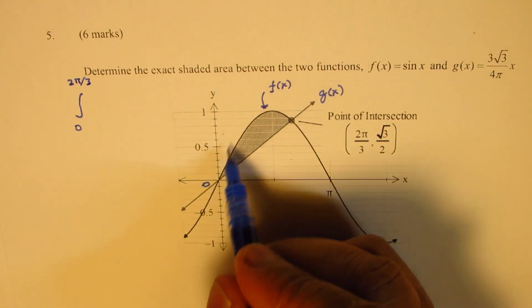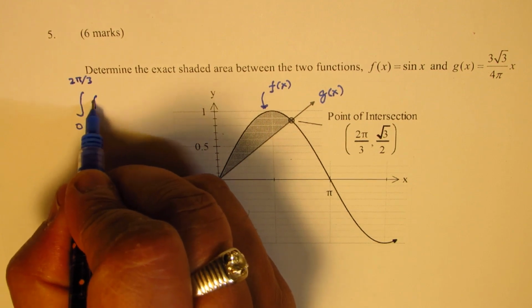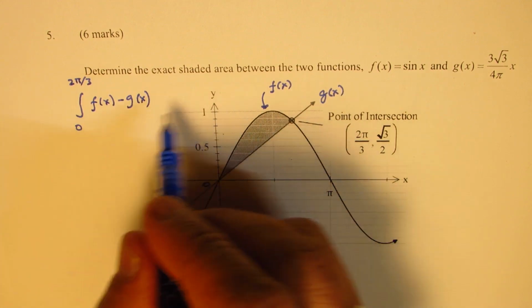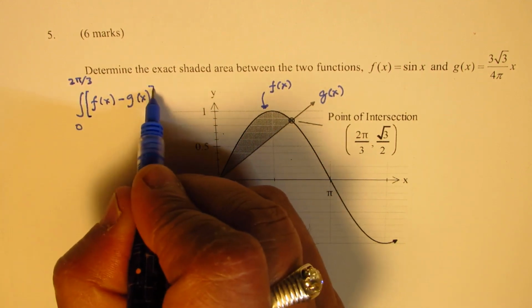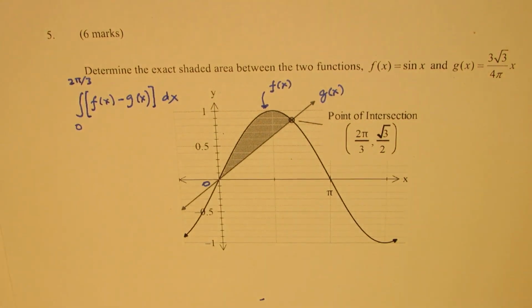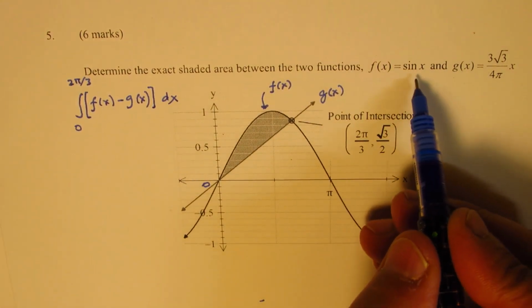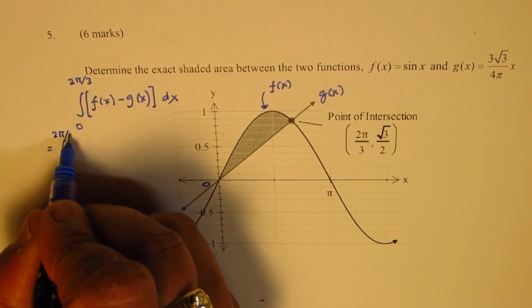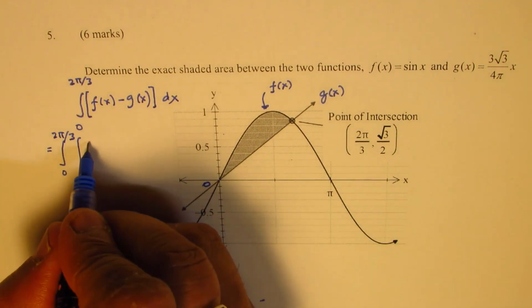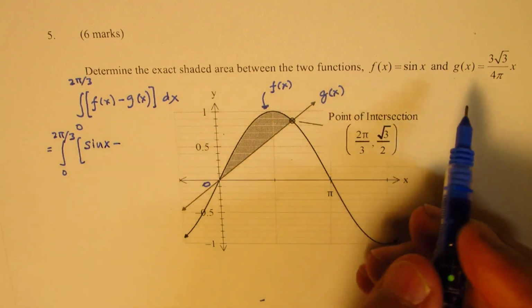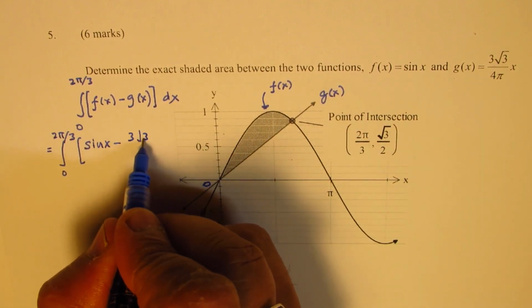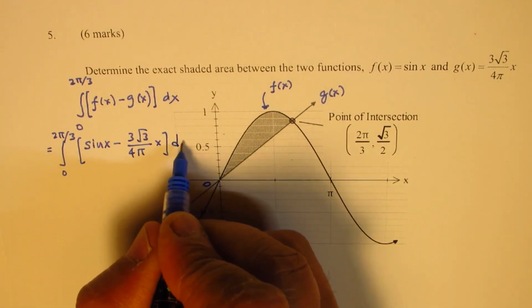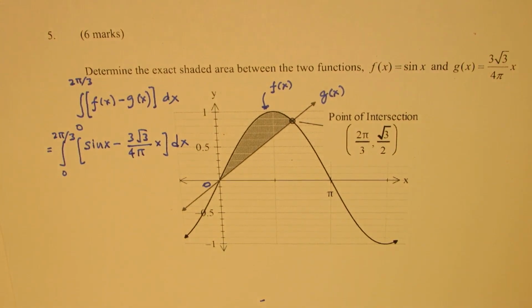Now, since the function f of x is above g of x, we could write this as f of x minus g of x, correct? So that is what will be the integral. We are given what f of x is, which is sine x. So let me rewrite this as the integral from 0 to 2 pi by 3 of sine x minus g of x, which is 3 square root 3 over 4 pi times x, dx, correct? So that should give us the solution.